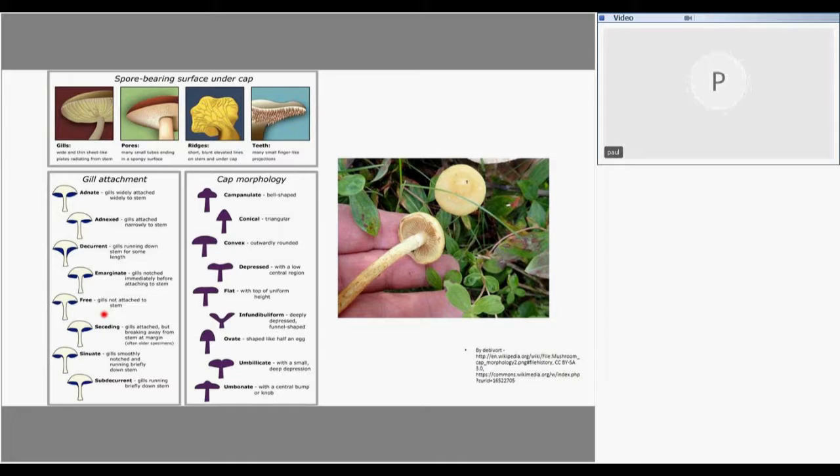And then you have the shape itself of the mushroom, how it is looking. Conical, convex, depressed, flat, or different types of shapes. And also the mushrooms change shape during the growth. So it can come up like a ball, and then it can flatten out, and then it can actually be depressed, for example umbilicated or something, so they can change a little bit depending on the age of the mushroom.